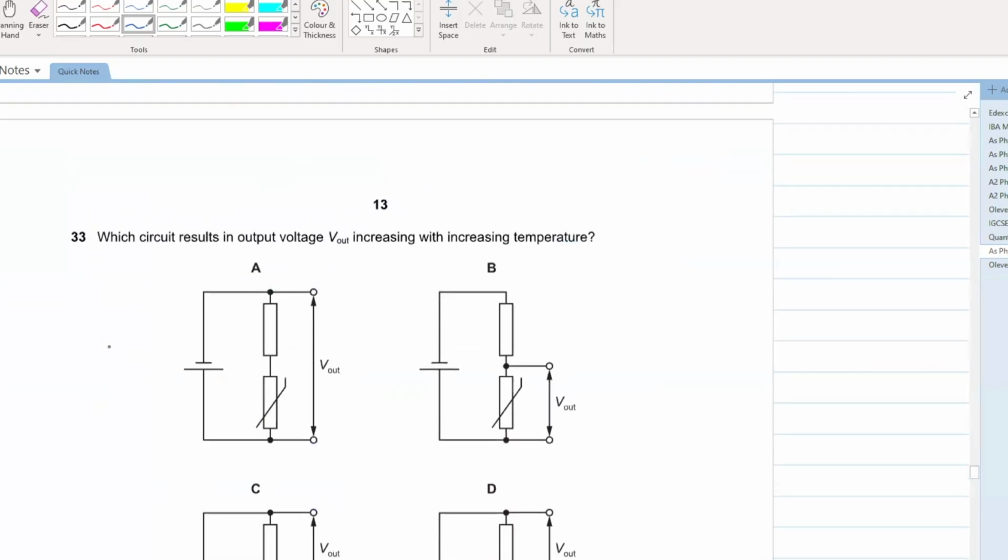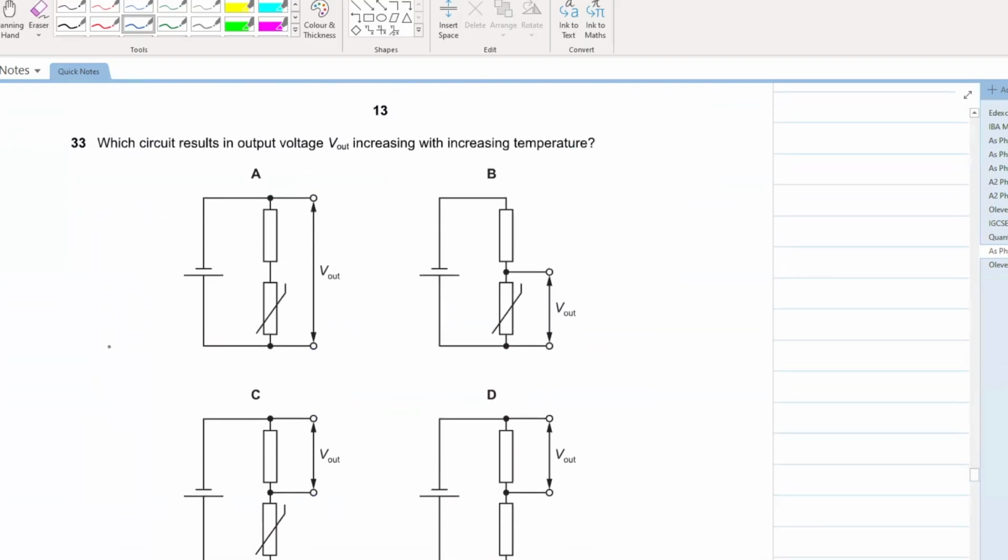Chalo, let's further move ahead. Let's see this. Which circuit results in the output voltage increasing with increasing temperature? What a beautiful question. बेटा किस सर्किट में आउटपुट वोल्टेज इंक्रीज करेगा विथ इंक्रीजिंग टेम्परेचर? Now there are some very absurd options, such as A. In option A, the output voltage will remain constant because it is connected parallel to a battery. If this is 7 volts, this will remain 7 volts throughout. So A will be cancelled out.